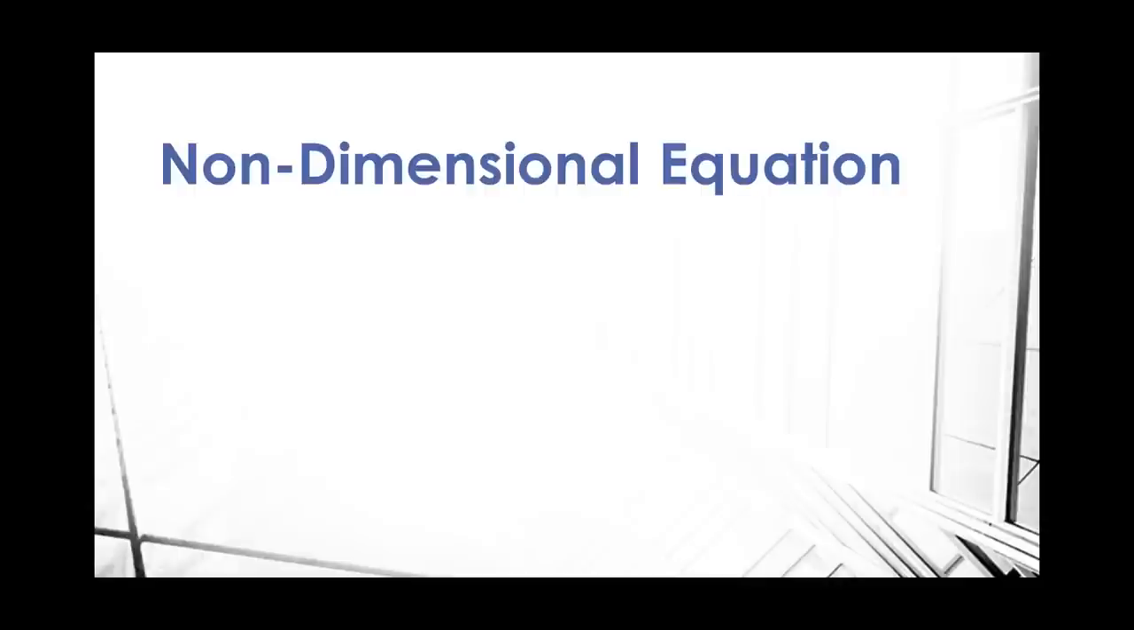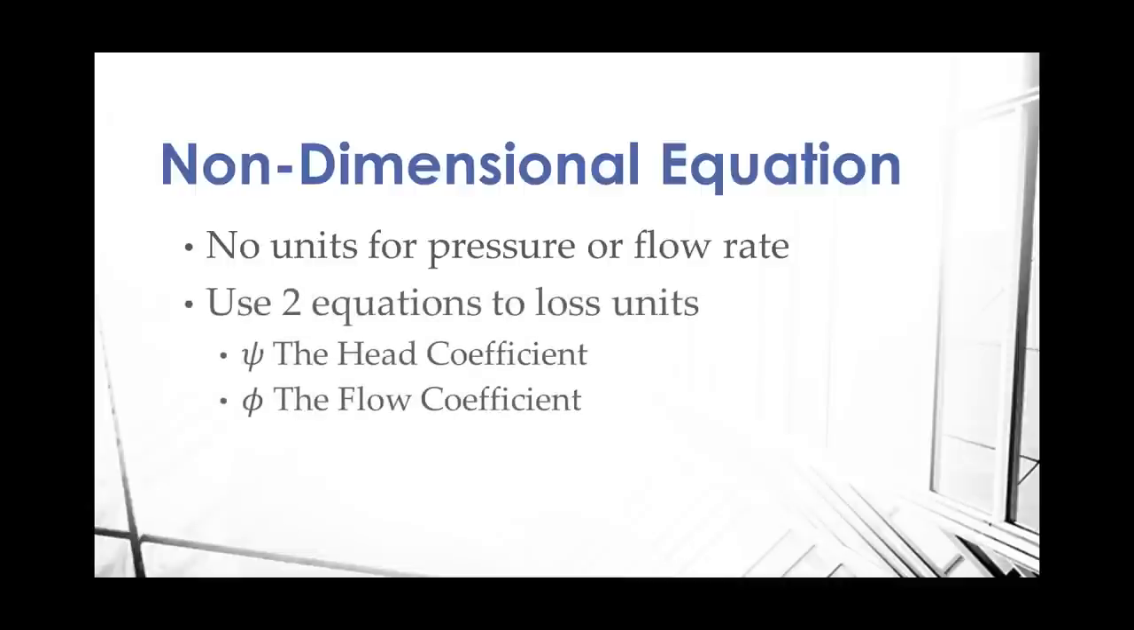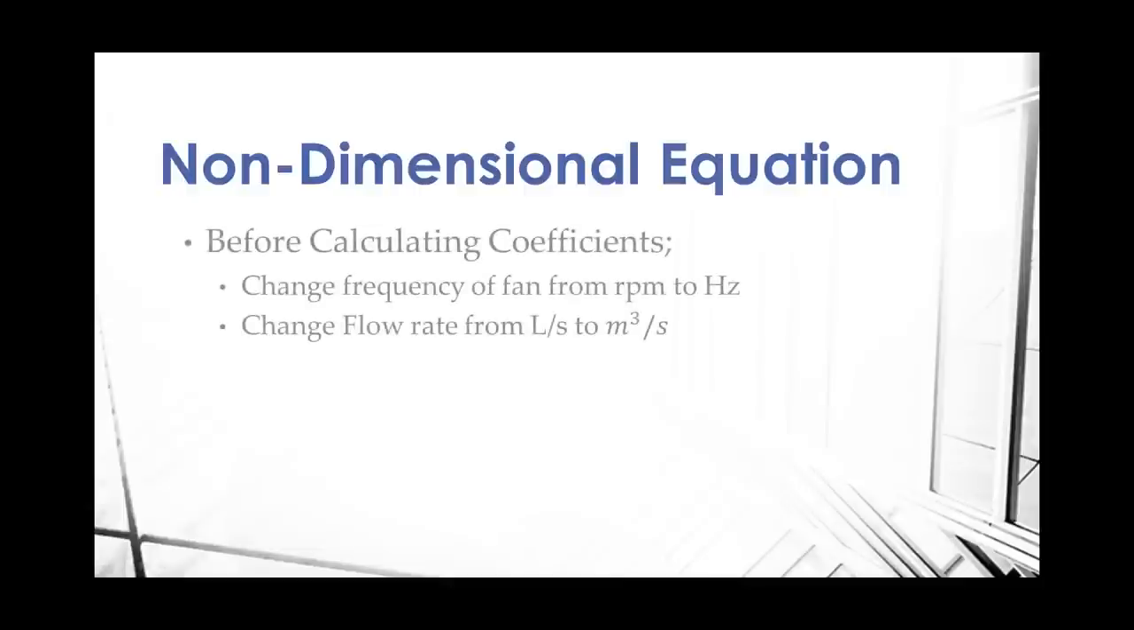The second graph is non-dimensional, which means we need to get rid of the units for pressure and flow rate. To do this, we need to use these two equations, psi and phi, which represent the head coefficient and the flow coefficient. Before calculating the coefficients, you must remember to change the frequency and flow rate to the correct units.